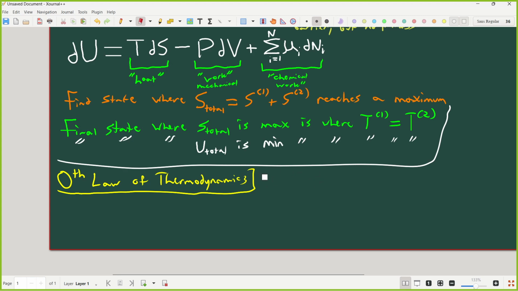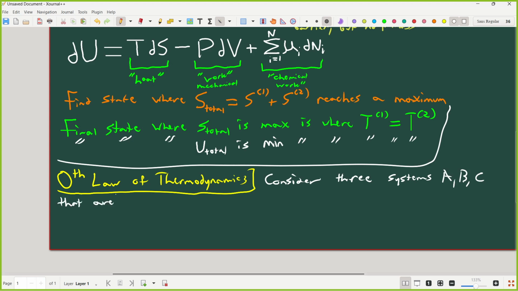let me be very clear about this. I don't want to be confusing. So consider three boxes or three systems, subsystems, A, B, and C that are allowed to exchange energy with each other.